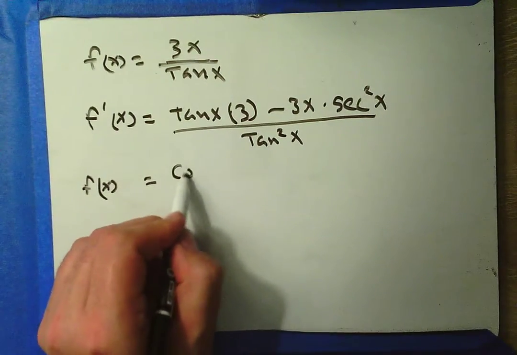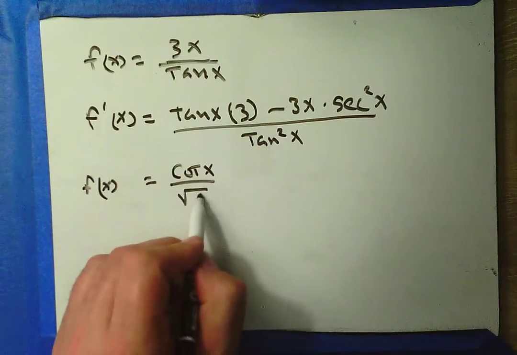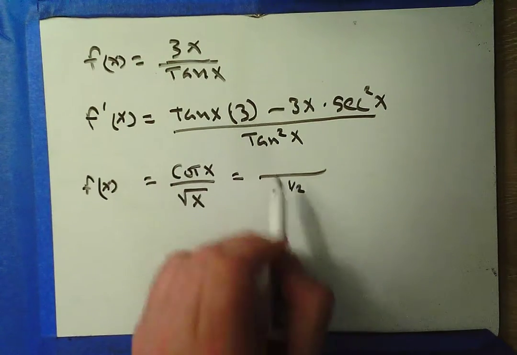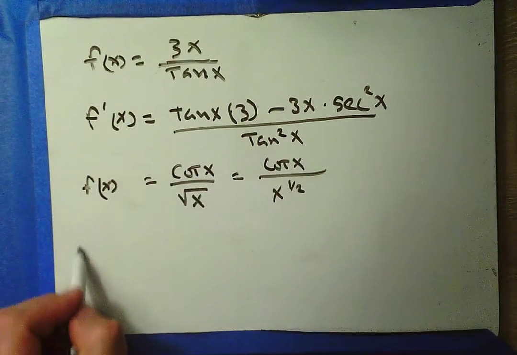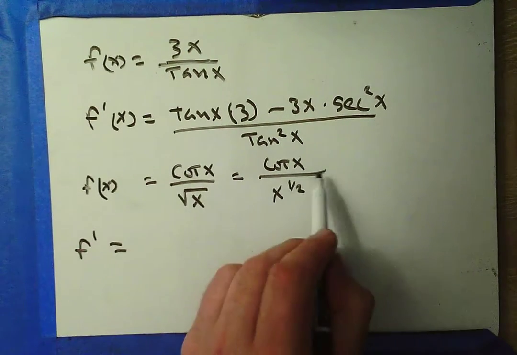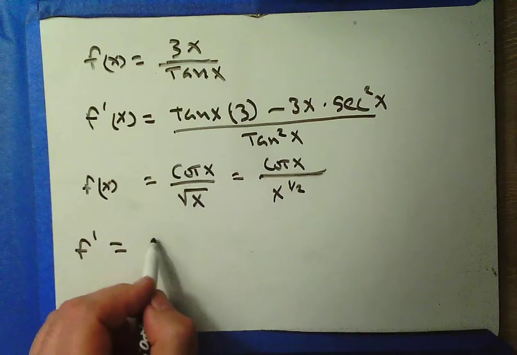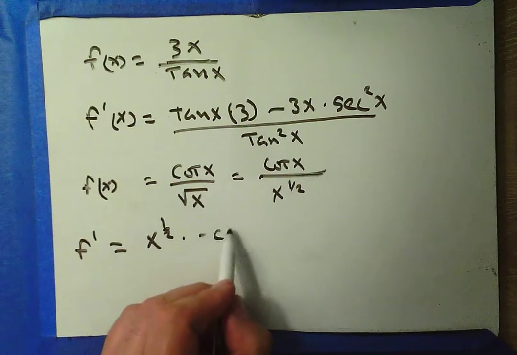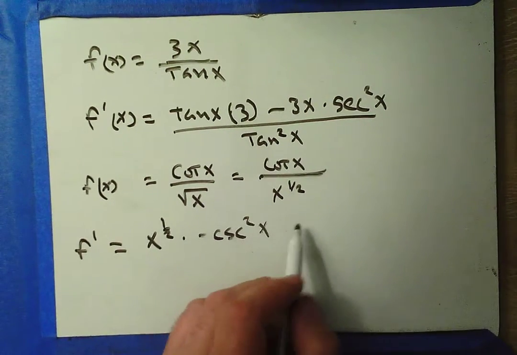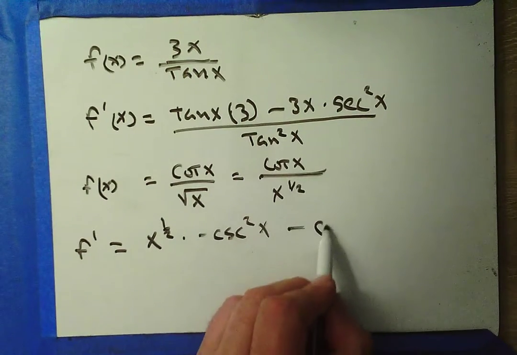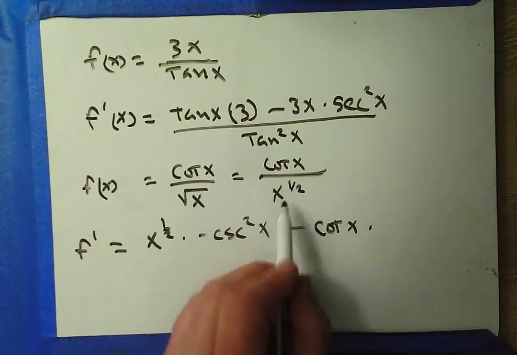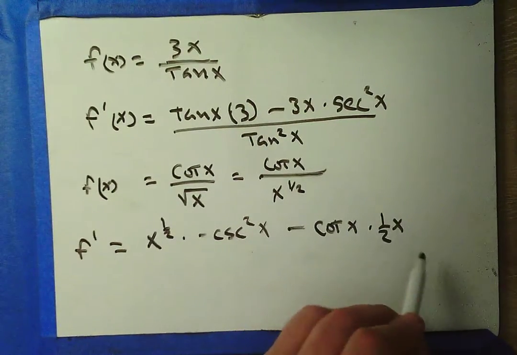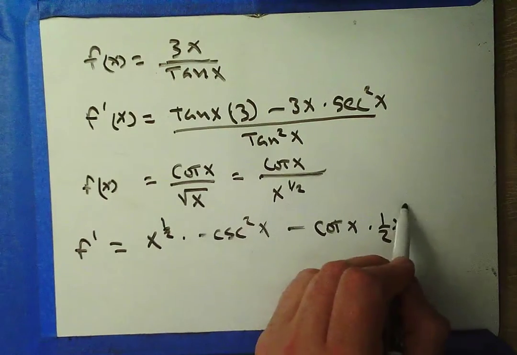F of x equals cotangent x over square root of x. Remember, square root of x is x to the 1/2 power. So if I use my derivatives, I know it's a quotient problem I'm looking at. So I do low d high. The derivative of cotangent is negative cosecant squared x minus high, cotangent x, d low. Now the derivative of this has to be done with the power rule. I bring down the 1/2, leave the base alone and subtract 1 here.